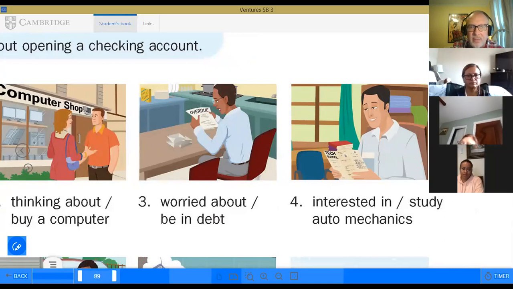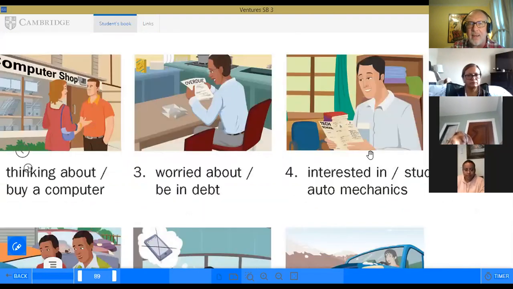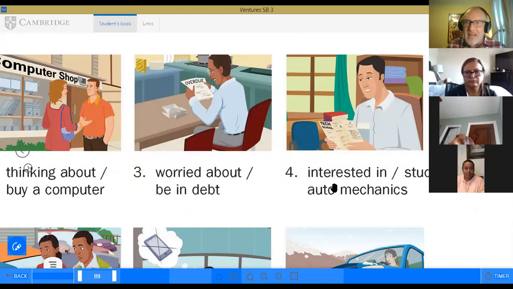How about Christina? Yes. Christina, what is this man interested in? He's interested in studying auto mechanics. Yeah, he's interested in studying auto mechanics, right? He wants to be a mechanic. He's interested in studying auto mechanics.